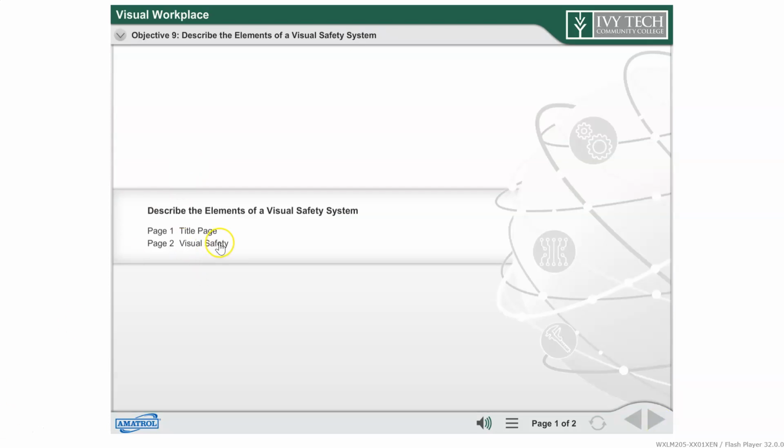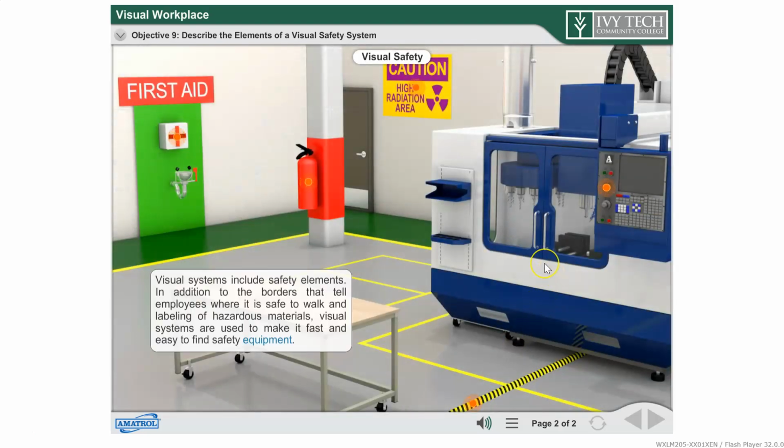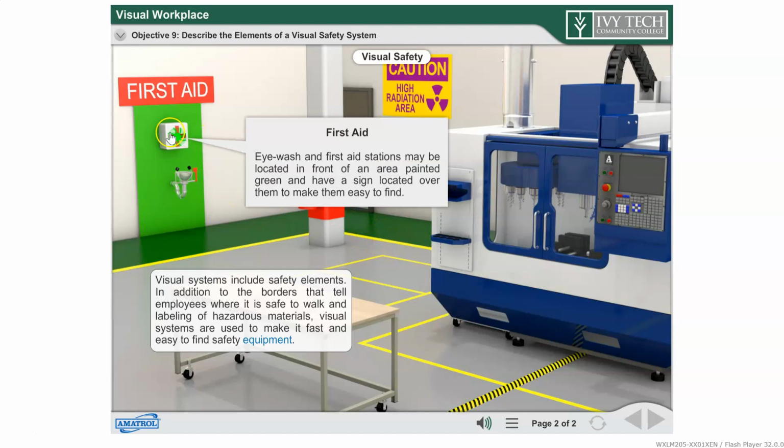Describe the elements of a visual safety system. Visual systems include safety elements. In addition to the borders that tell employees where it is safe to walk and labeling of hazardous materials, visual systems are used to make it fast and easy to find safety equipment.